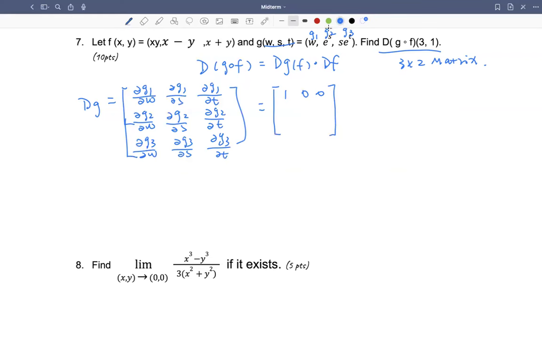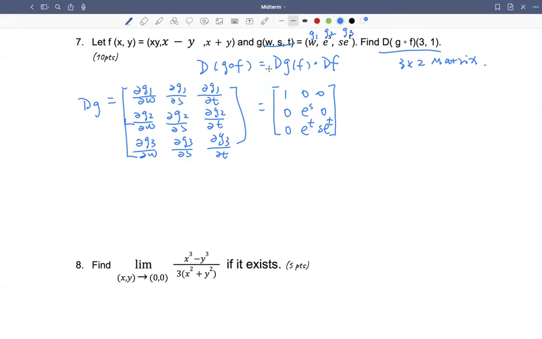The second, G2. G2 in W direction is 0. In S direction, it's still e raised to S. And in T direction, it's also 0. G3, in W direction, is 0. In S direction, is e to the T. In T direction, is S e to the T. Right, that's DG. Then we can evaluate.